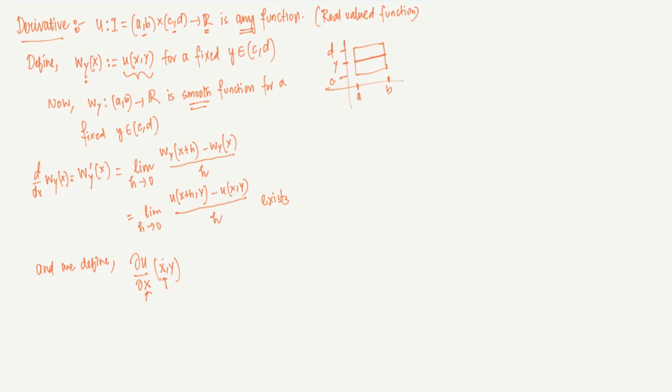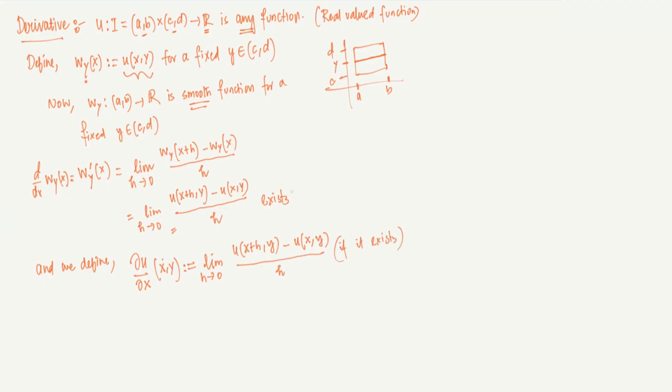So how do we do it? We define it to be this particular limit: the limit as h tends to 0 of u of (x plus h, y) minus u of (x, y), divided by h. Y is not changing, we are only looking at the change in the x direction. If it exists, of course, if it exists.